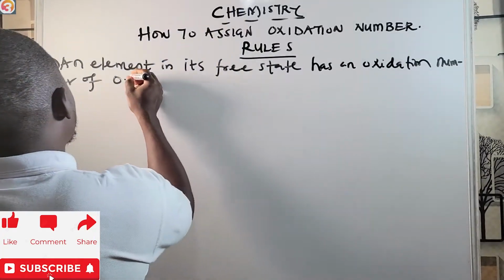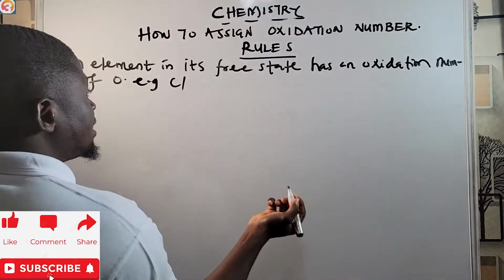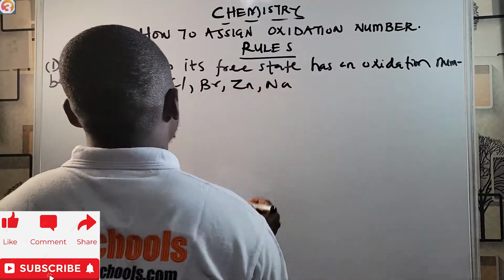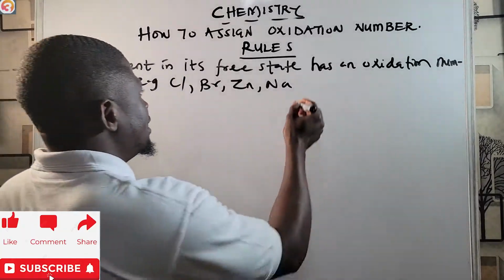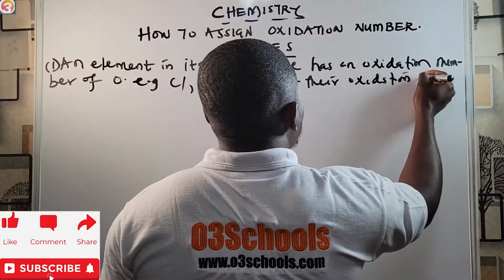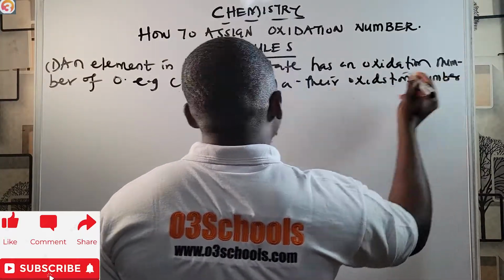For example, we have chlorine standing alone, bromine, zinc, sodium. All of them are standing alone, and the oxidation number is 0.